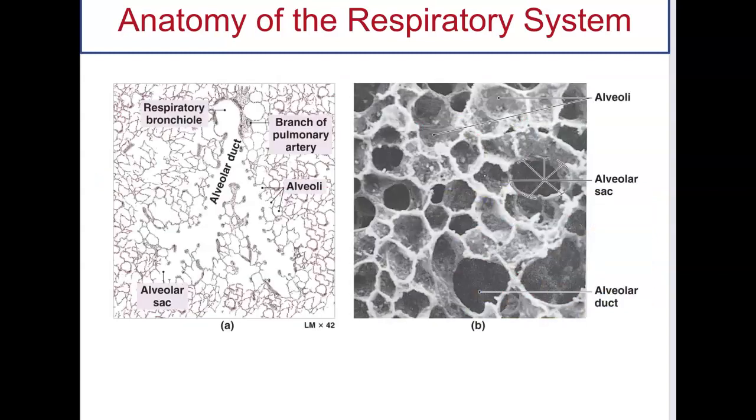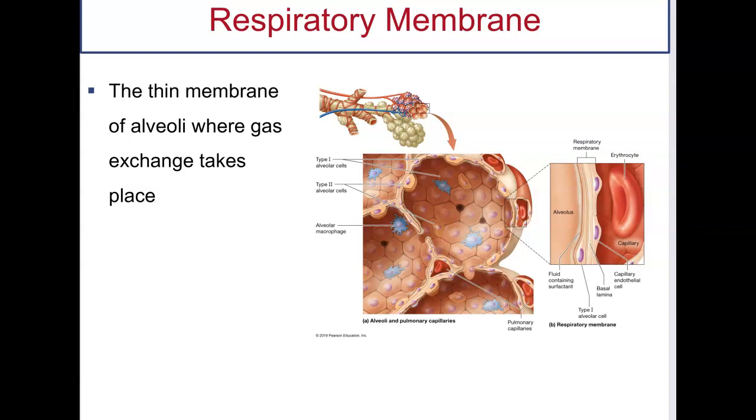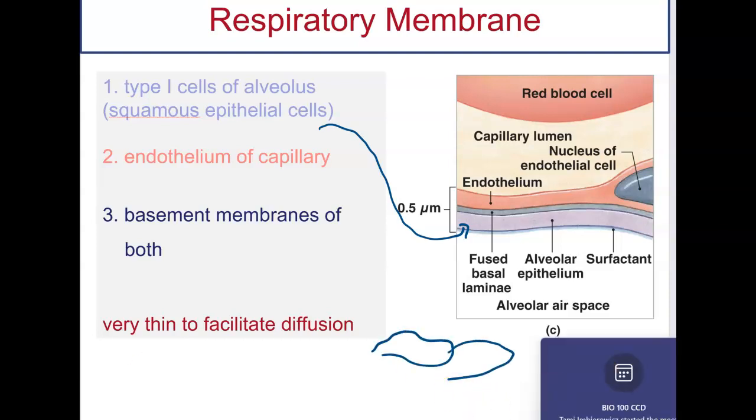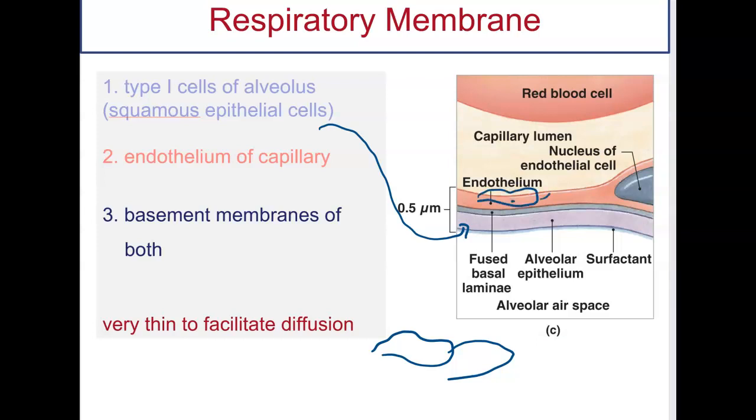So if we look at this, we have an extremely thin membrane for these gases to move across. And this is called the respiratory membrane. It needs to be thin so we have the exchange of gases, the diffusion. And if we were to look at this membrane, remember it has 3 pieces to it. Number 1, it's going to have the simple squamous alveolar cell of the alveoli. And then we also are going to have the endothelium of the capillary.